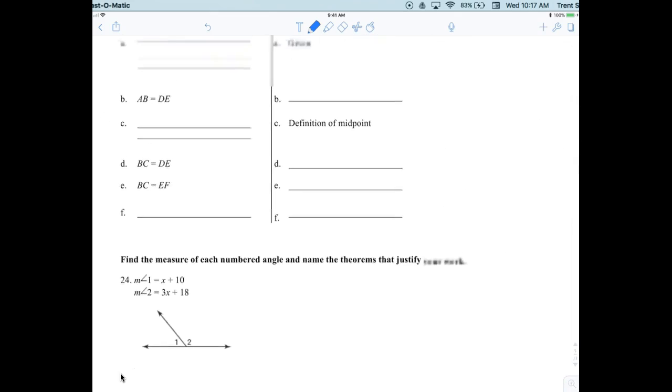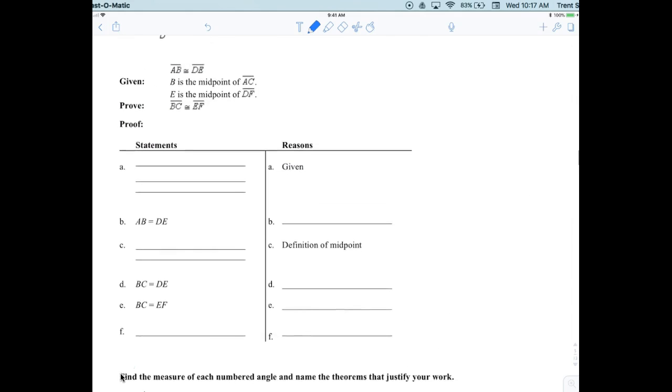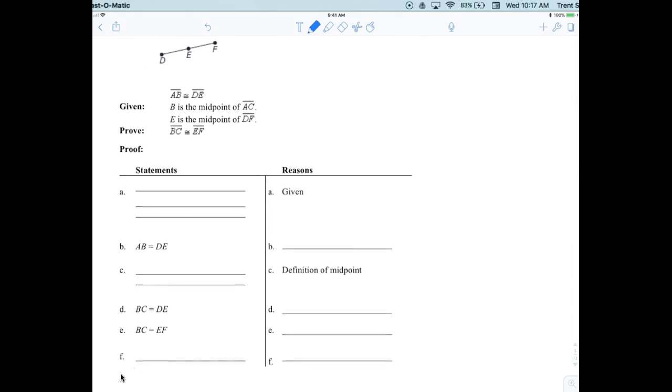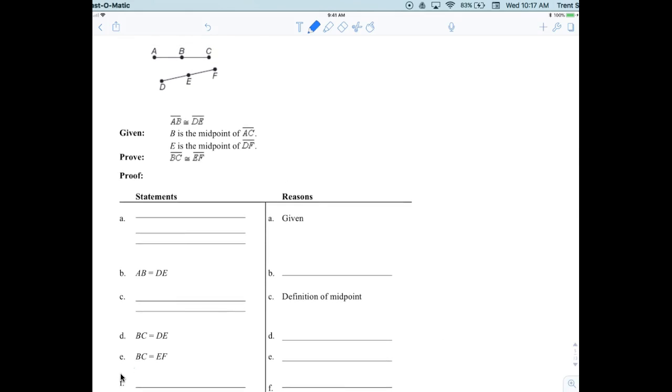Oh yeah, this would be a good one to look at. Very nice problem. Okay, so AB is congruent to DE, so I'm going to mark it. AB is congruent to DE, right? B is the midpoint of AC. If B is the midpoint of AC, then what's true about AB and BC? They're equal, right? And if E is the midpoint of DF, then what's true about EF and DE?